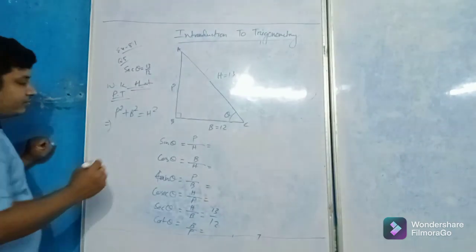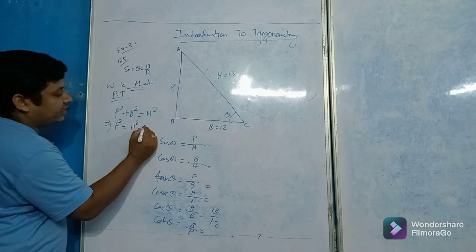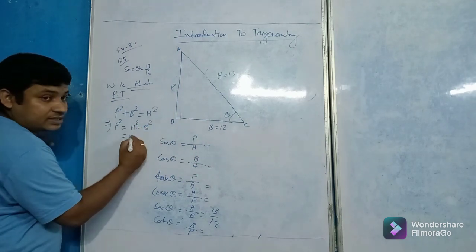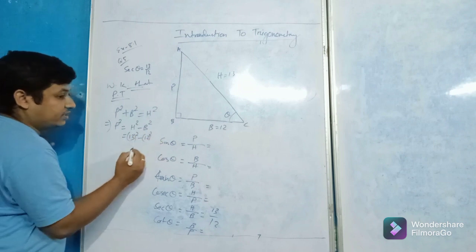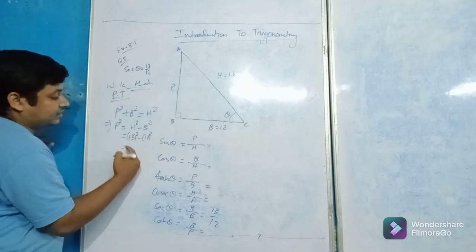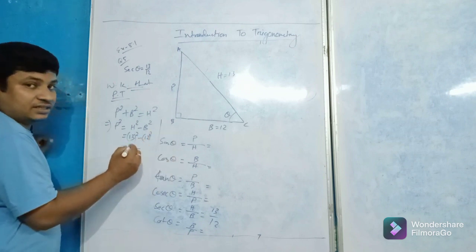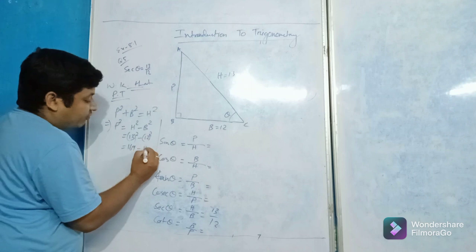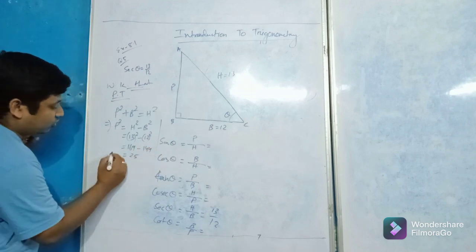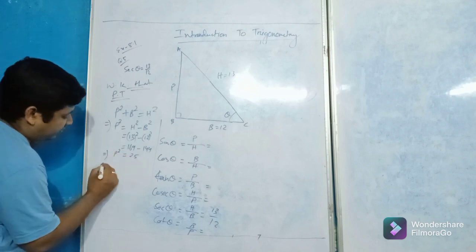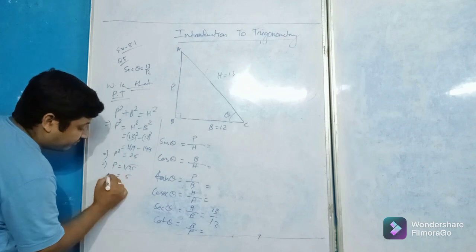So p square can be written as h square minus b square. H is 13 square minus base is 12 square. So it is 169, 13 square minus base is 12 square, 144. How much is it coming? It is coming 25. So p square equals to 25. P can be written as root over of 25, which is equal to 5.